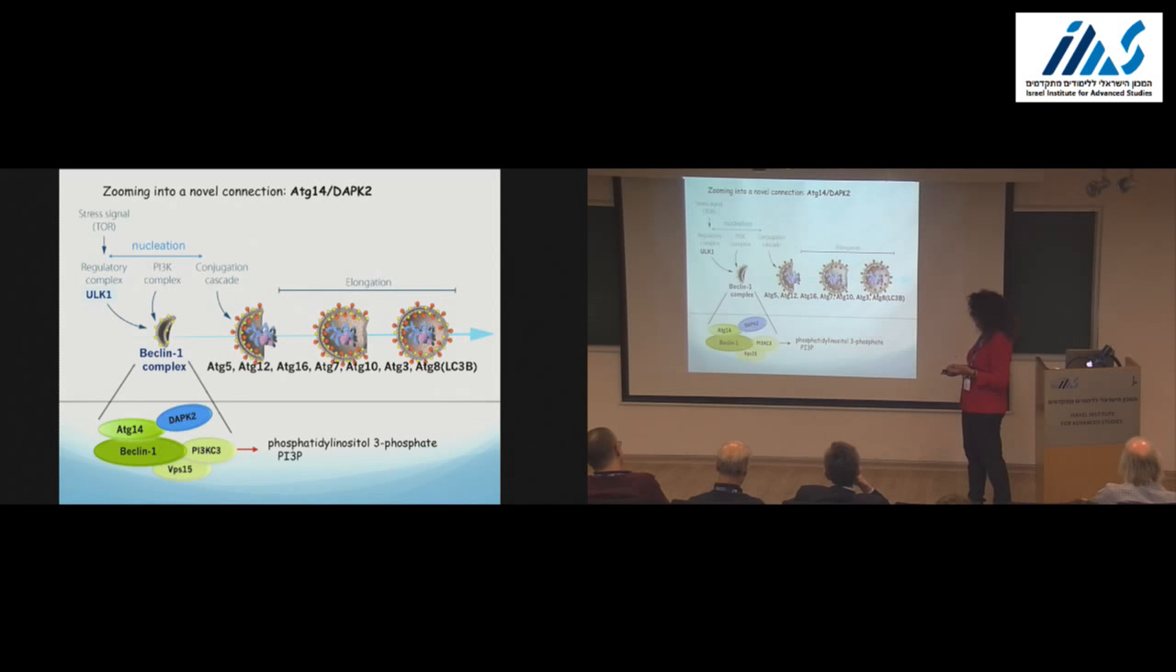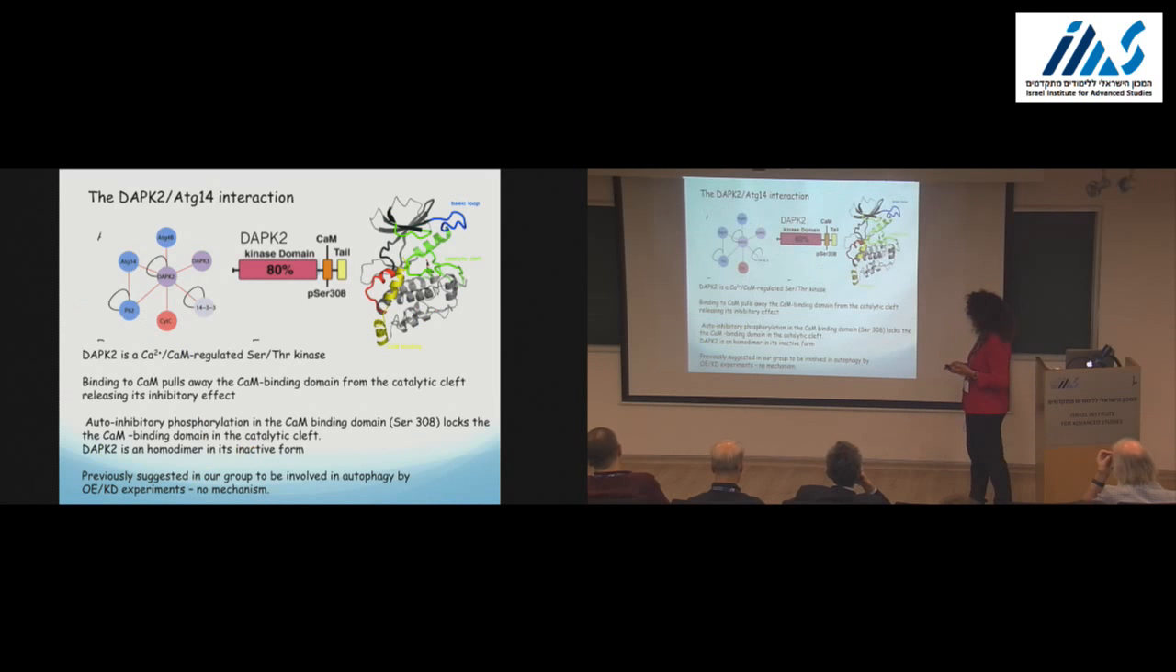So once we realized that DAP kinase 2 is interacting with ATG14, we wanted to know what is the implication of this phenomenon. So first of all, what is DAP kinase 2? It's a member of the DAP kinase family that we discovered many years ago. And it's a calcium calmodulin dependent kinase. So it needs calcium and calmodulin in order to be activated.